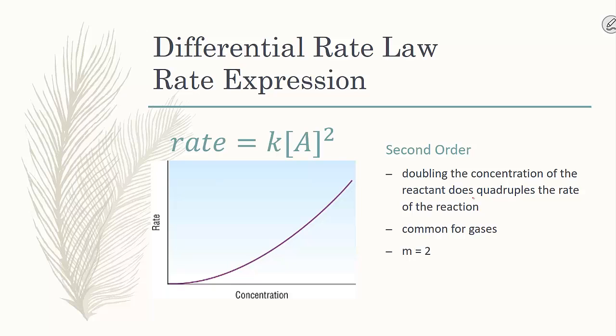So again, second order reactions, whatever you do to the concentration, you square that amount. So if I double it, my rate quadruples. If I triple the concentration, the reaction moves 9 times as fast.